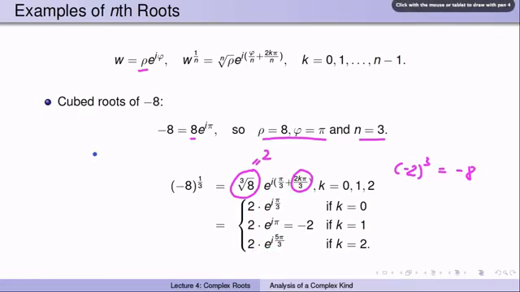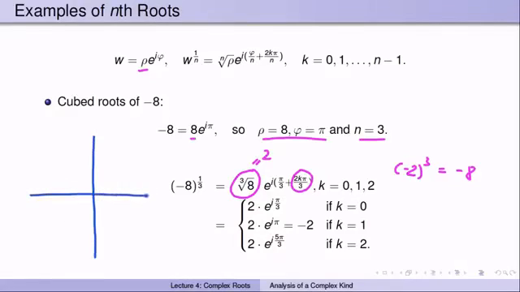Let's try to draw a picture where we find where these solutions are. So minus 8 is somewhere way down here on the negative x-axis, and we want to find the cubed roots of 8. So they're all on the circle of radius 2. So here's 4 and there's 2. So here's the circle of radius 2. All cubed roots have radius 2. And one of them is at angle pi over 3. One of them is at angle pi, and one of them is at angle 5 pi over 3. So here's the angle pi, and there is pi over 3, and there is 5 pi over 3. So these are the cubed roots of negative 8.